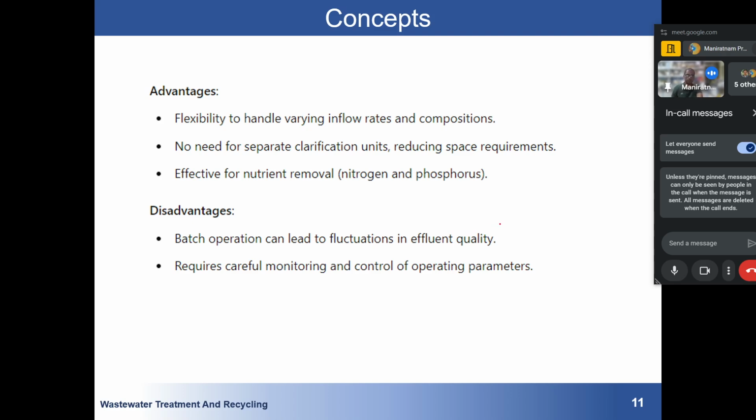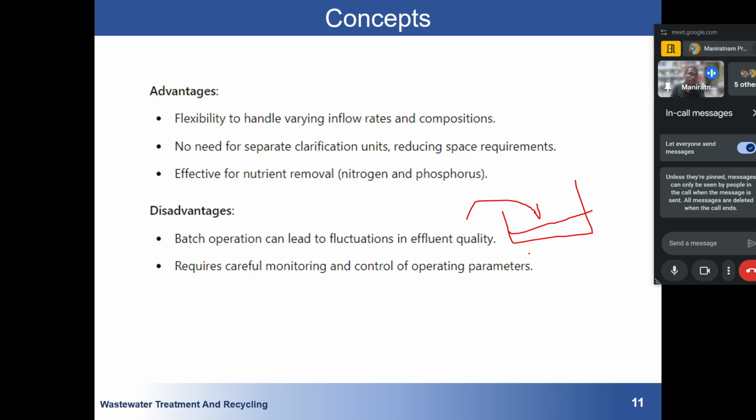So batch operation can lead to fluctuation in effluent quality. Sometimes, if proper maintenance is not kept, suppose we are running for the first time, or for the initial time we are taking proper care that this much amount of activated sludge is there and this much amount of water is there, and we are using the same reactor for different batches. If some pollutant is there, that might get accumulated in the system.